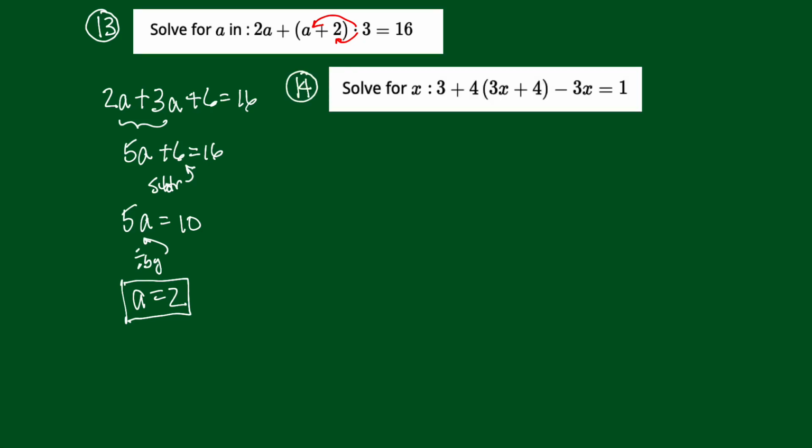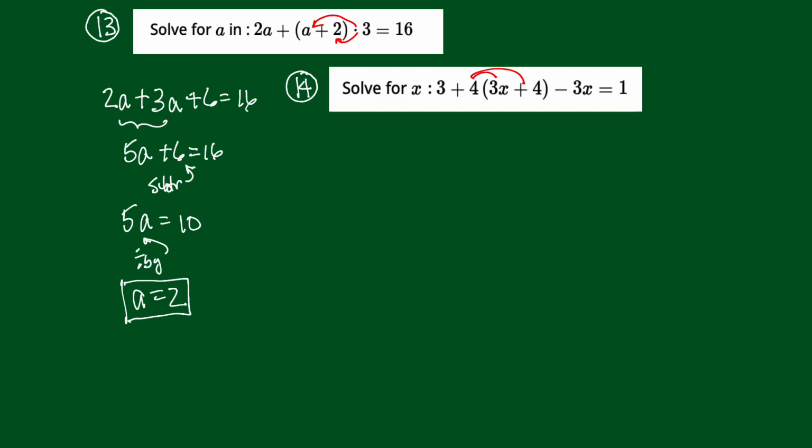This problem 14 asks us to solve for x in this equation: 3 plus 4 times (3 plus 3x) plus 4 minus 3x is 1. Okay, let's see what happens here. I've got a set of parentheses on a multiplication. Let's take this 4 through and eliminate those parentheses. So we'll have 3. Oh, let's not do that.